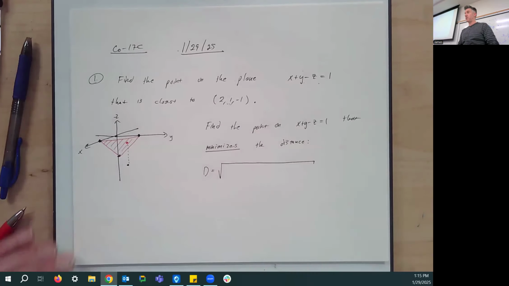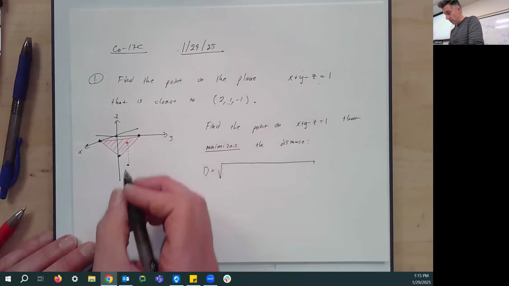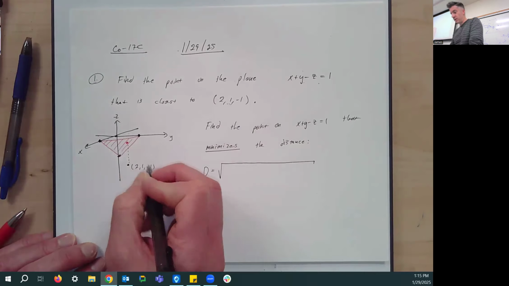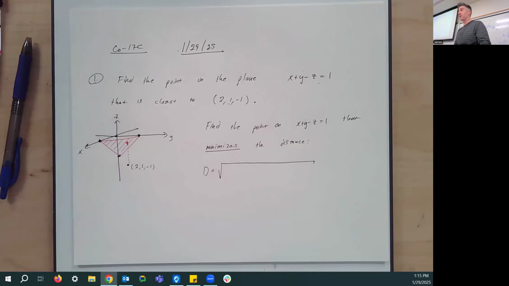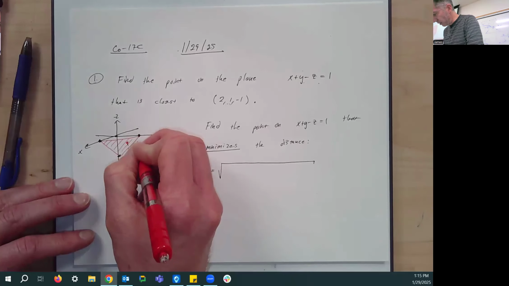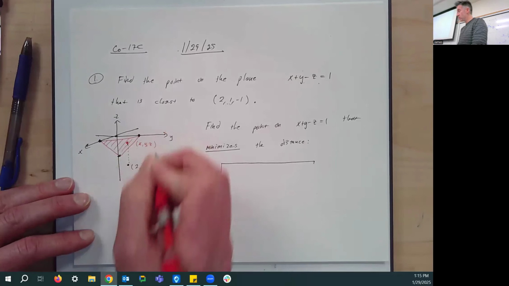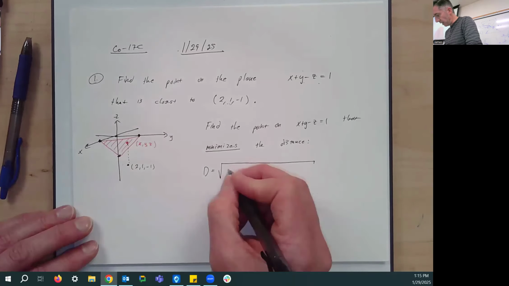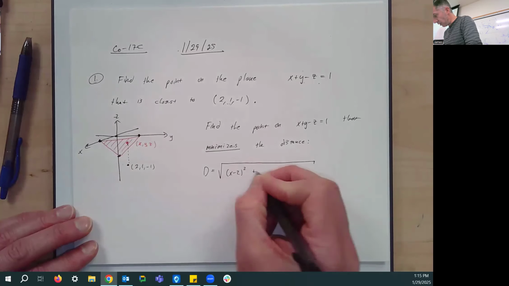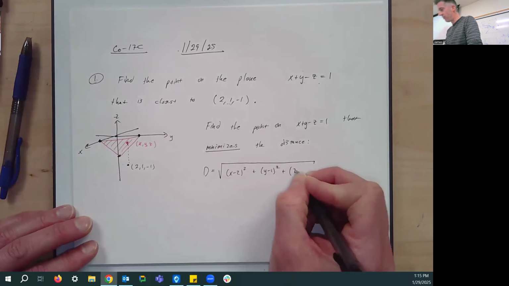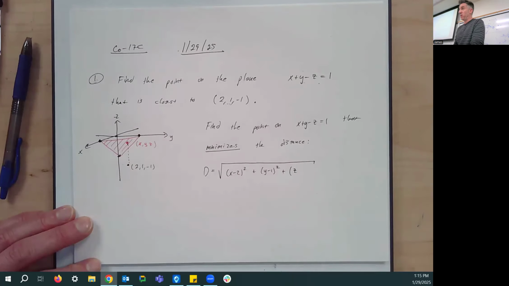Now, I should use some labeling here before I start writing this equation. This point here is the point (2, 1, -1). And this other point here, we don't know what it is. So we're just going to call it (x, y, z). Or you can call it (a, b, c), or whatever you like. (x, y, z) is pretty typical though. So then the distance between these 2 points is just the difference in the x's squared plus the difference in the y's squared plus the difference in the z's. Instead of writing z minus 1, let's just write z plus 1.